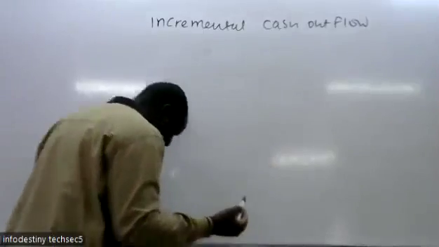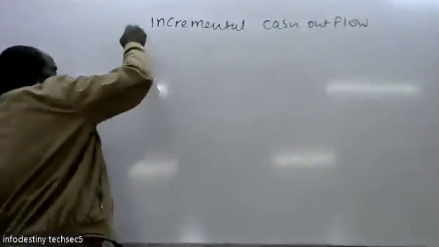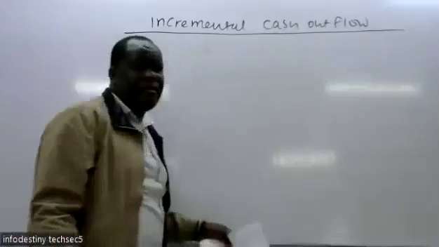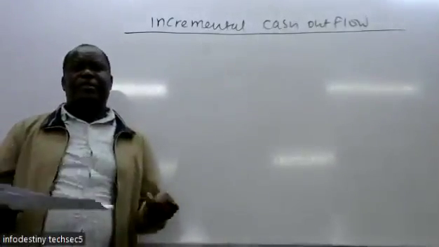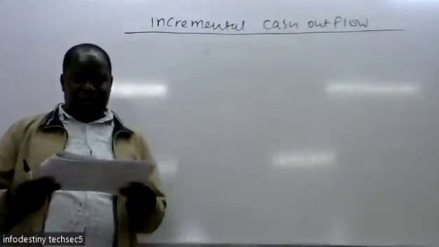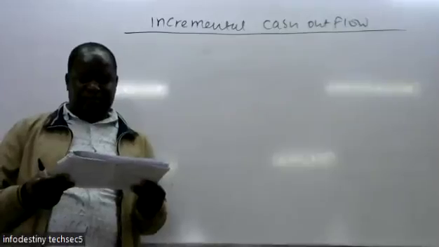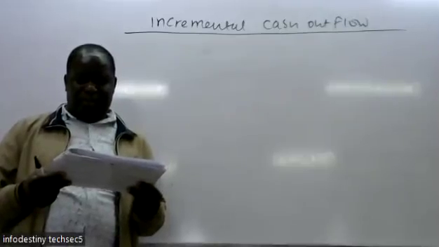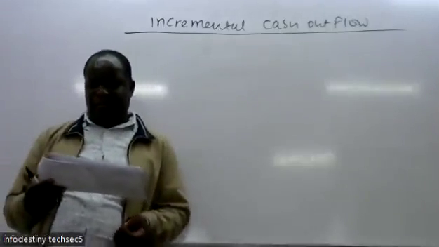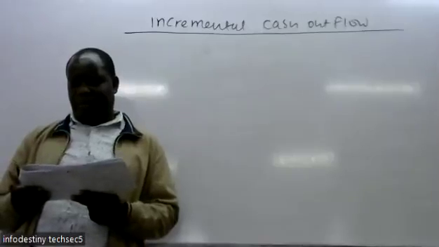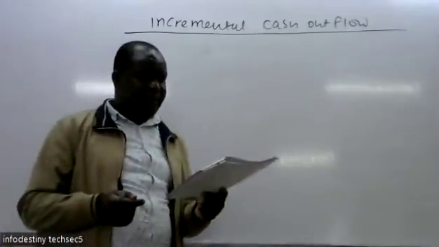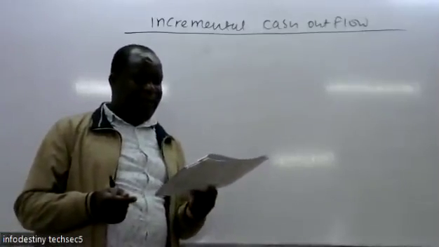So to get the incremental cash outflow, we start off with the initial cost of the new asset. So when you check in that particular second paragraph, after the existing machine current disposal value is estimated to be 1.06, the new machine has a purchase price of 4.7 and an estimated useful life of 5 years.